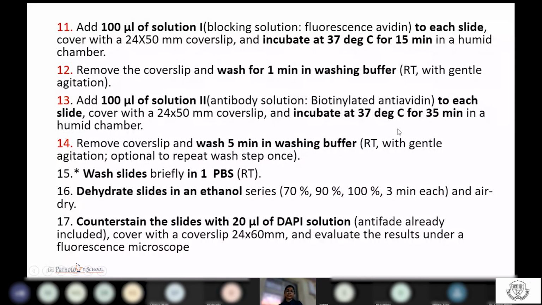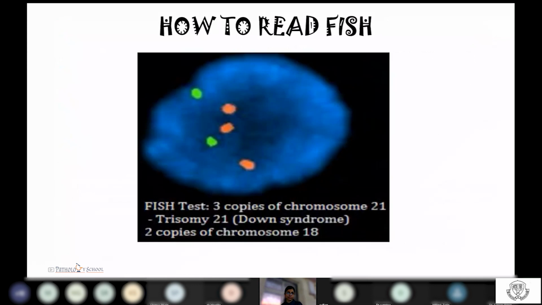Now this washing is mainly done to remove all the unlabeled DNA that you don't want and keep only the ones that you want. Then you dehydrate these slides in ethanol, and lastly you add your counterstain, which is your DAPI, which is your fluorochrome, and you cover it with a cover slip, and you finally can see the result on your fluorescent microscope.